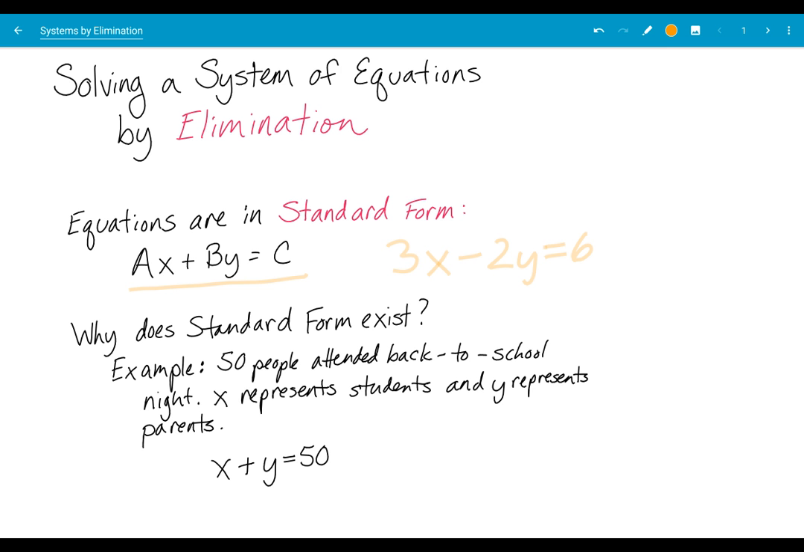If 50 people attended back to school night, and X represented students and Y represented parents, but all I knew was that 50 people total attended, I could write an equation: X plus Y, so students plus parents, equals 50 people. It makes way more sense to do this than the equivalent y equals negative x plus 50, or you might write it as 50 minus x. That might make sense, but really it makes the most sense to just say that we added the people together and they equaled the total. So you can see that standard form comes in handy in some real life situations.